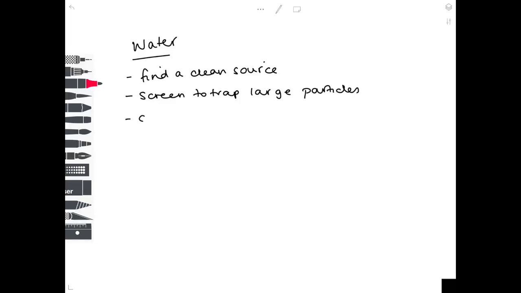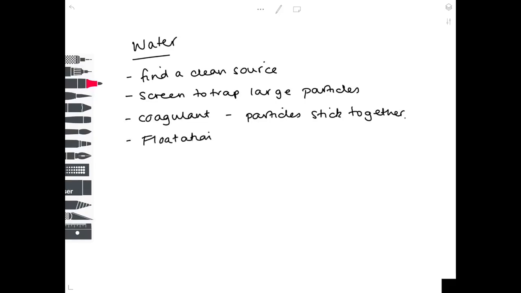A coagulant is added. A coagulant is a substance which causes particles to stick together. Next up, flotation tanks make these particles float so they can be removed. They're literally skimmed off the top. Then we filter to remove smaller particles.